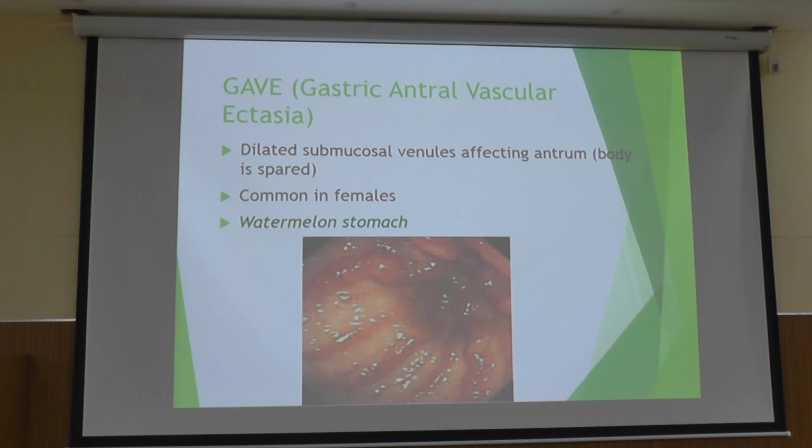Gastric antral vascular ectasia, as the name suggests, occurs in the antrum, and ectasia is dilatation of the venules. It is more common in females, and it also has a characteristic appearance called watermelon stomach. You can see in the picture that it looks like a watermelon.